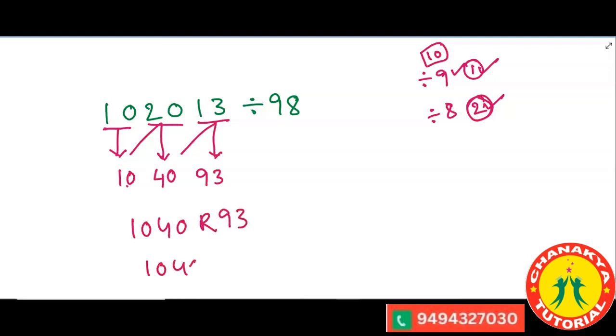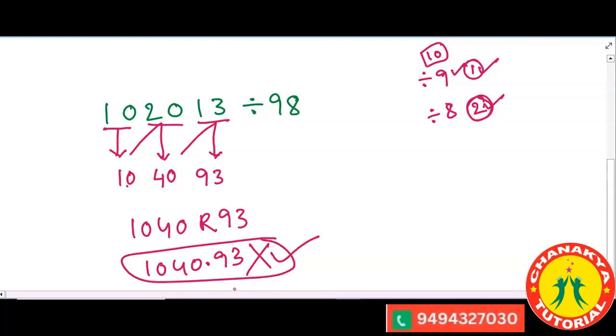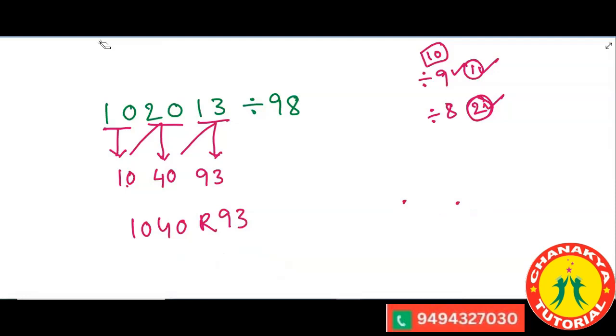Can I say 1040.93? No, sir. This is correct only in case of division by 9 and division by 99, not for 98 and 8 and 97, all these. We cannot take the remainder as digits after the decimal in case of any number other than 9 and 99. Here we have to write only remainder 93. How to decimalize this remainder part, we'll see in the later classes, most probably next week.